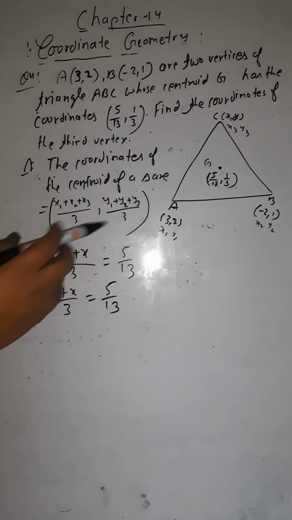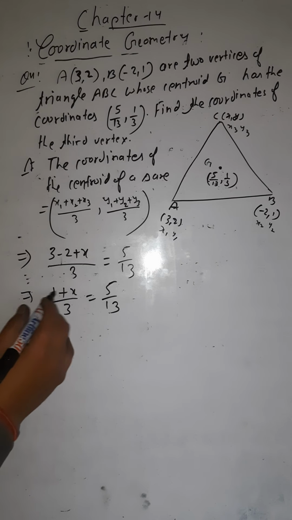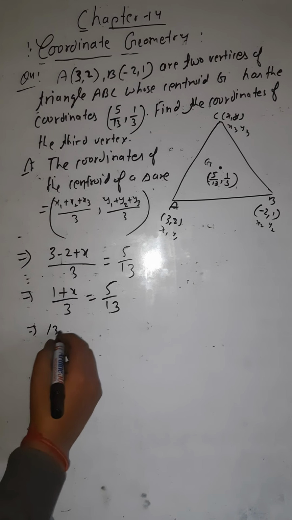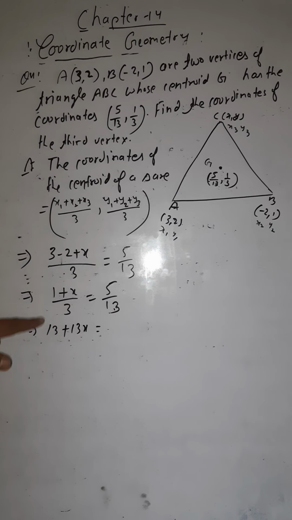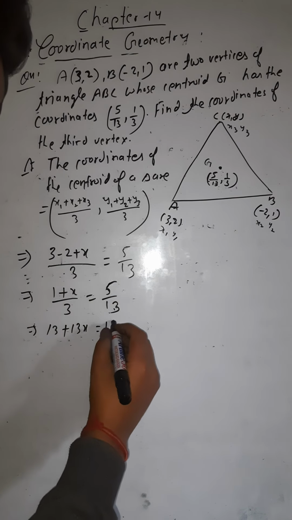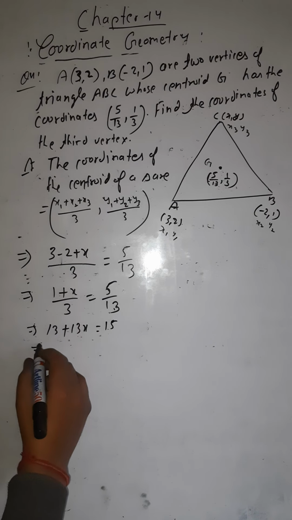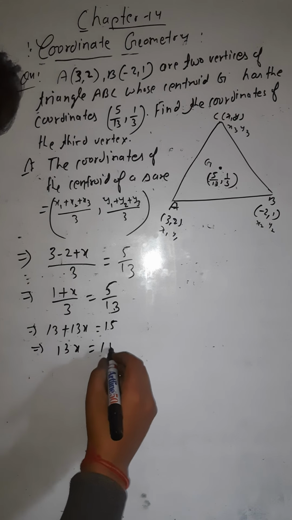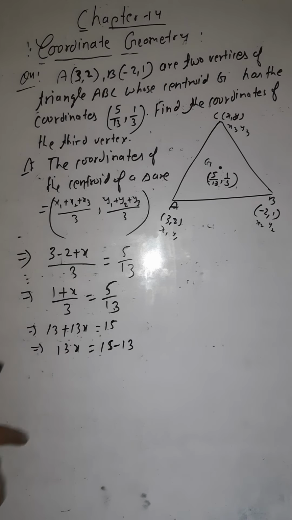Now I would cross multiply here. 13 times 1 is 13, because this 13 will multiply both terms. 13 times 1 is 13 plus 13x. Are you getting this? 13 plus 13x would be equal to 5 times 3, which is 15. Now 13x would remain here, and this 13 would go there. It would become 13x equals 15 minus 13. Getting this? So 15 minus 13 is 2.